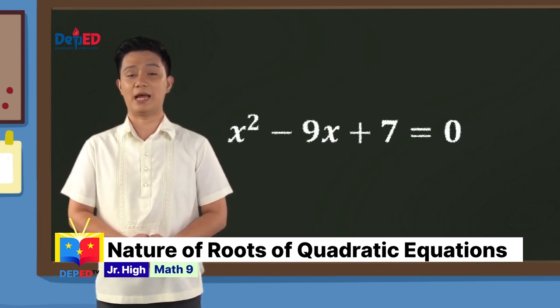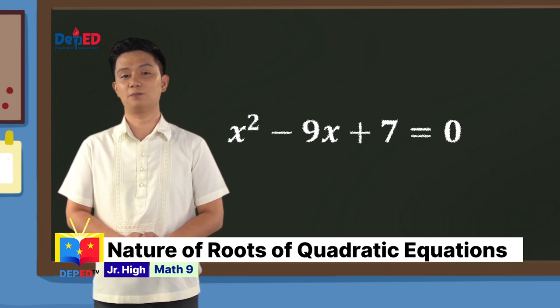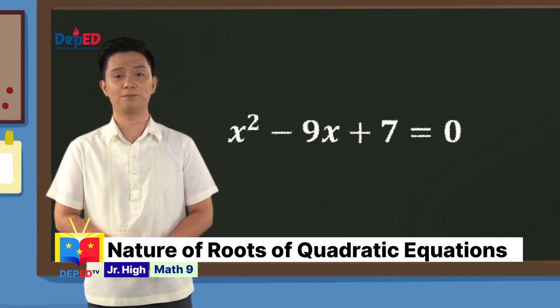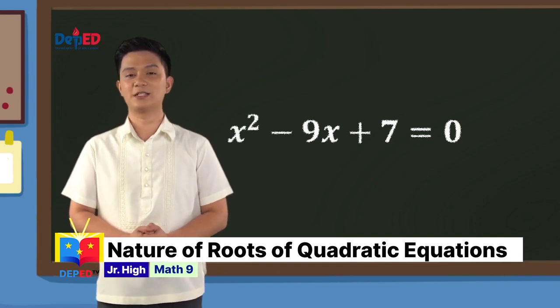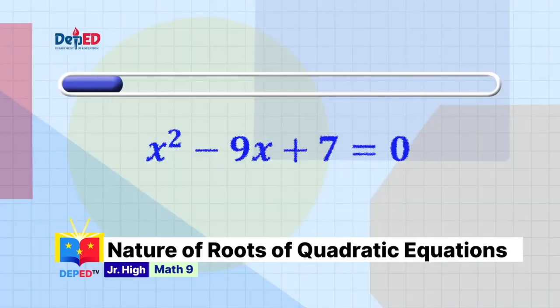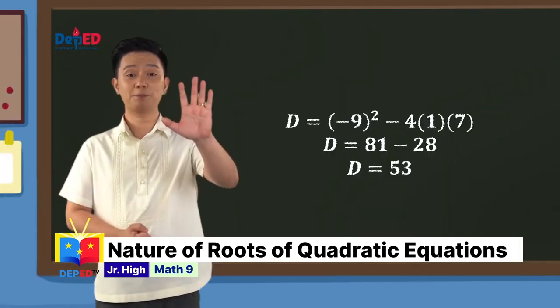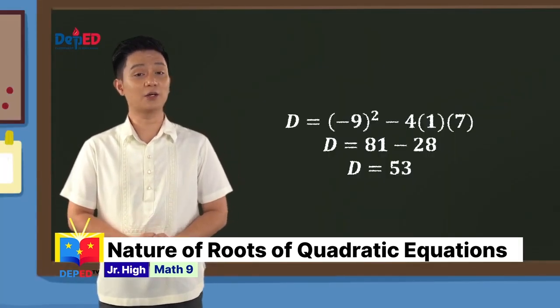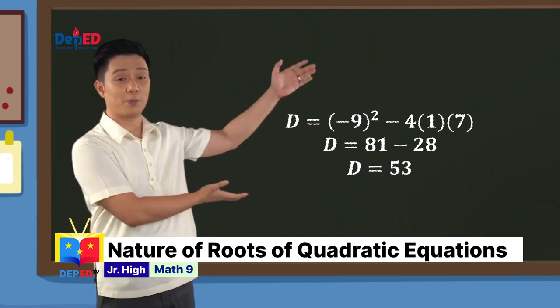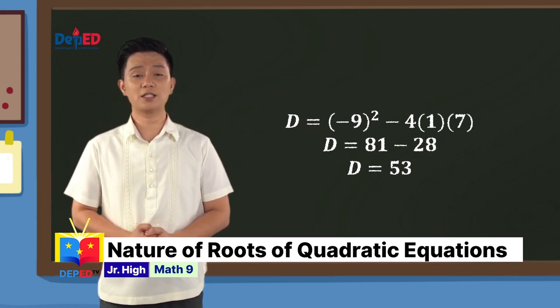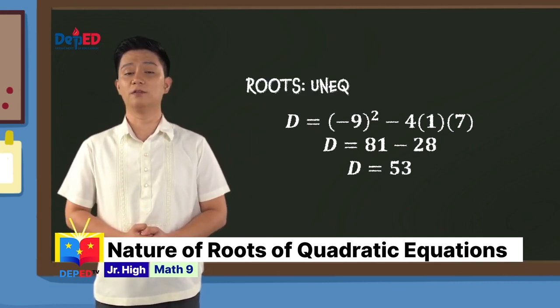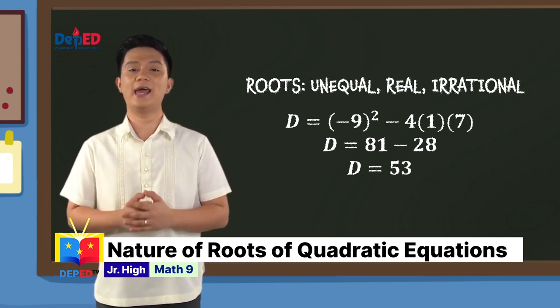Equation number 2. x squared minus 9x plus 7 equals 0. Your answer in 15 seconds. Let's do this. Time up. The discriminant is equal to 53. See the computation. It is positive, but it is not perfect square. So, the roots are unequal, real, and irrational.